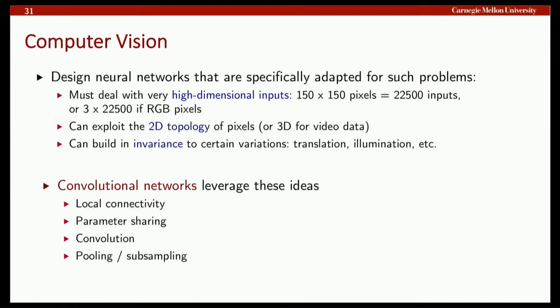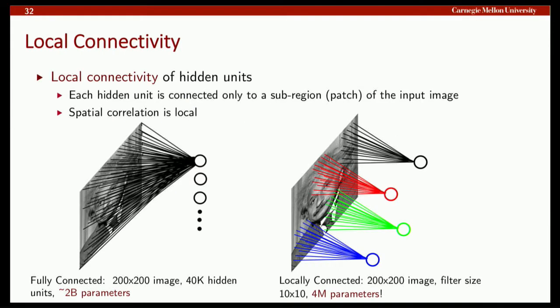The idea of local connectivity is that we only want to connect each hidden unit to a sub-region, or a patch, in the input image. Here I'm showing you, if we used a fully connected neural network with a 200 by 200 image and maybe 40,000 hidden units, we would end up with like 2 billion parameters. That's just way too many parameters to fit. On the other hand, if I have only local connectivity, looking at 10 by 10 patches, then I would reduce the number of parameters drastically. I would only have 4 million parameters.